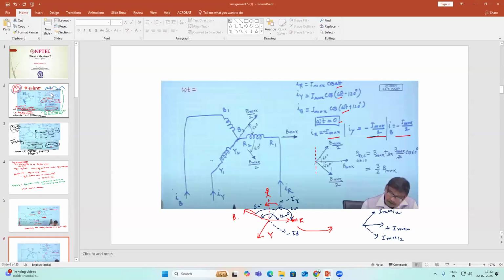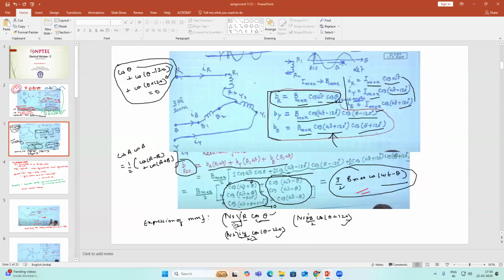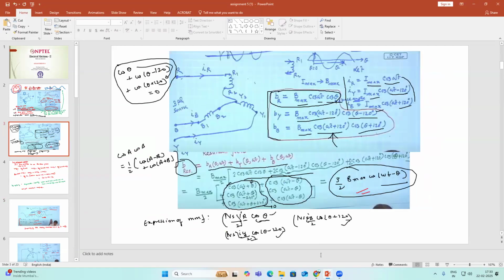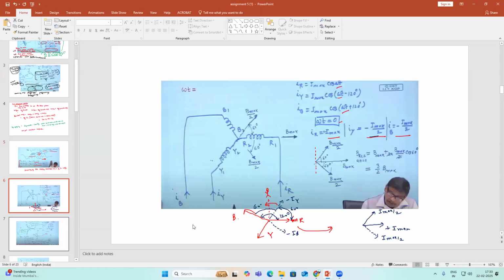Actually this pulsating thing is very interesting. If you understand this, and if you understand how this rotating MMF is produced, then it is very interesting. If some kind of theory questions come, you can tackle that. They may twist it around, but you can tackle it.